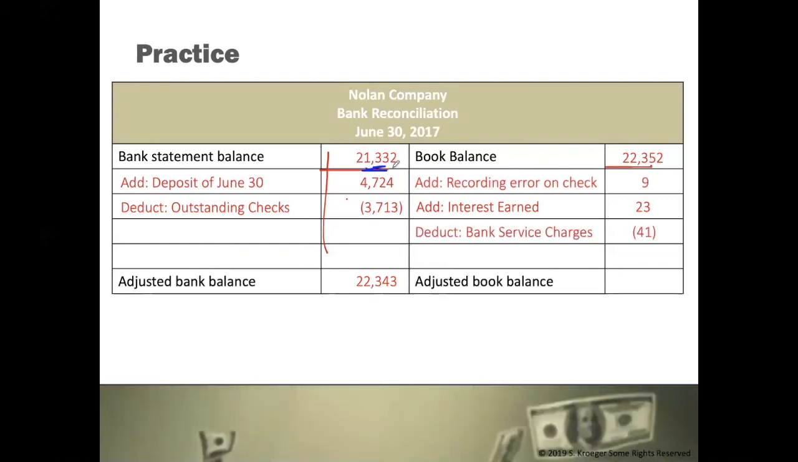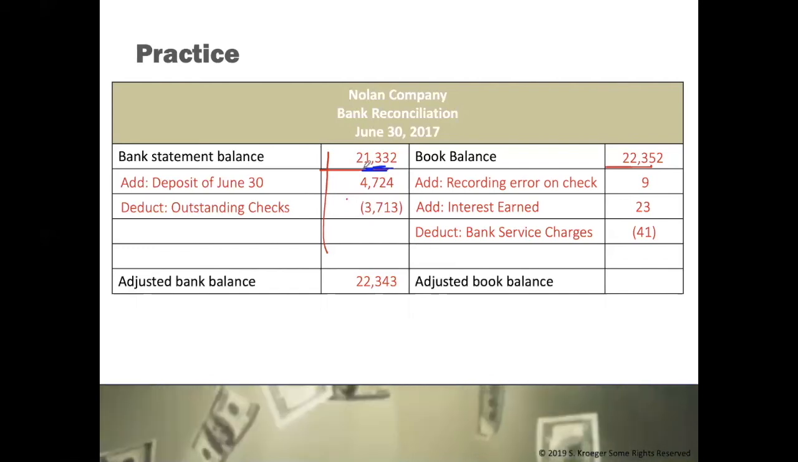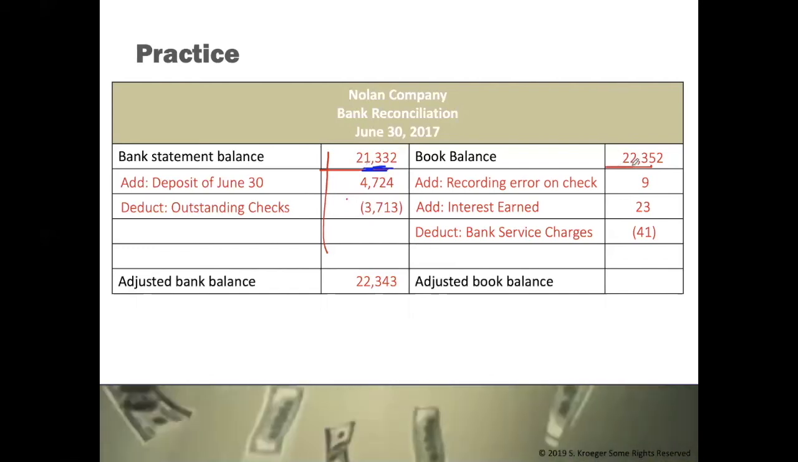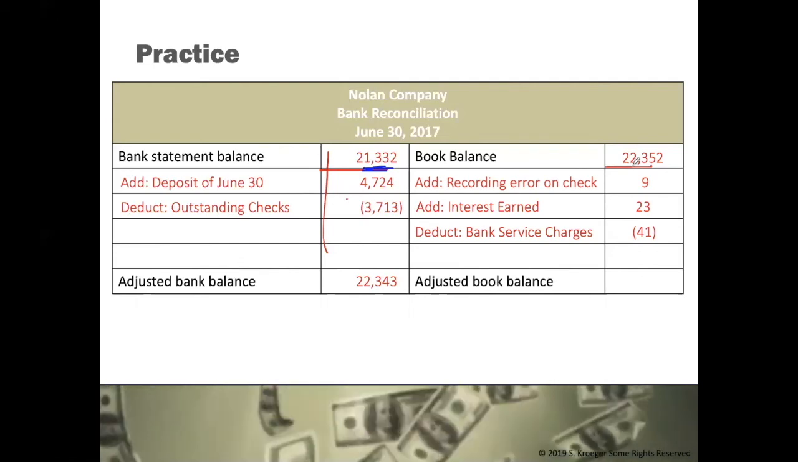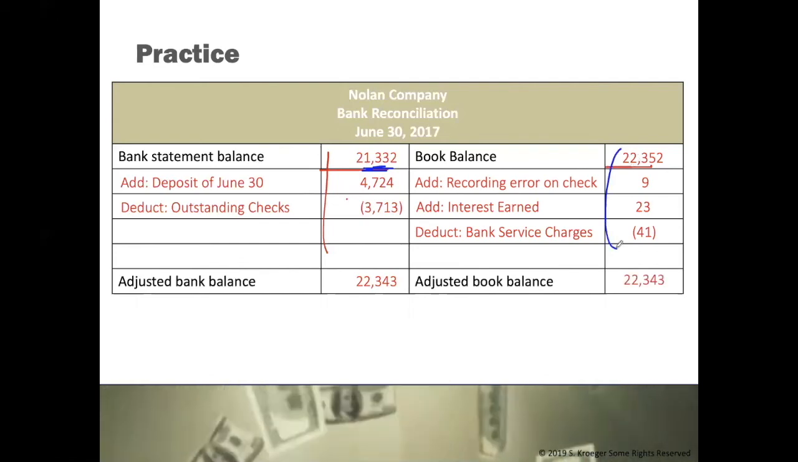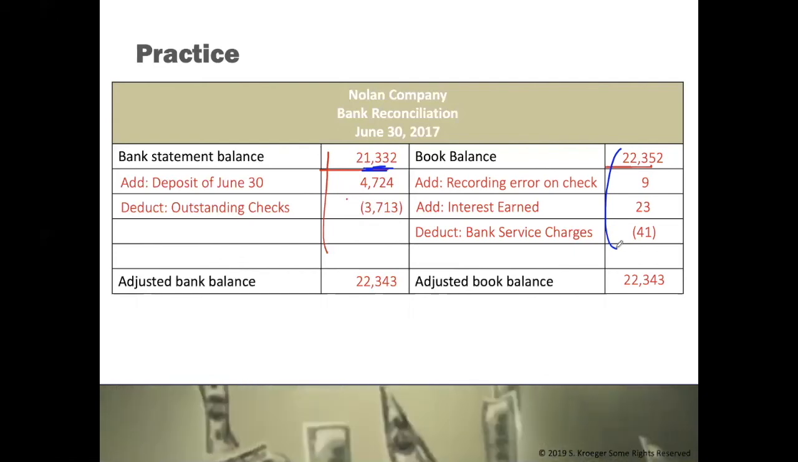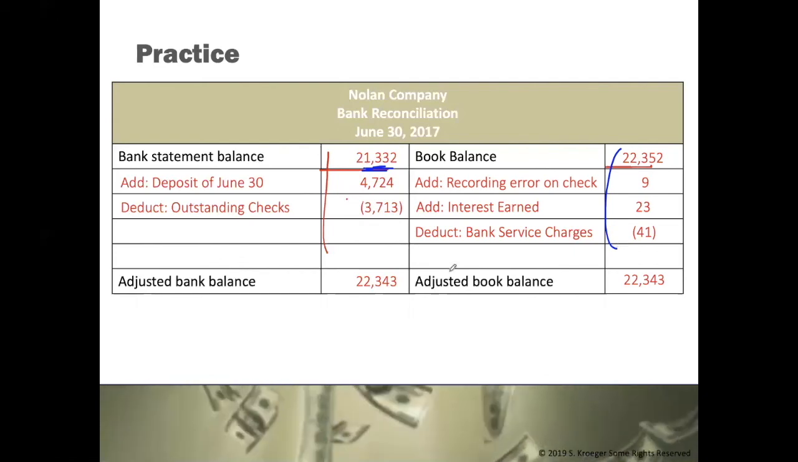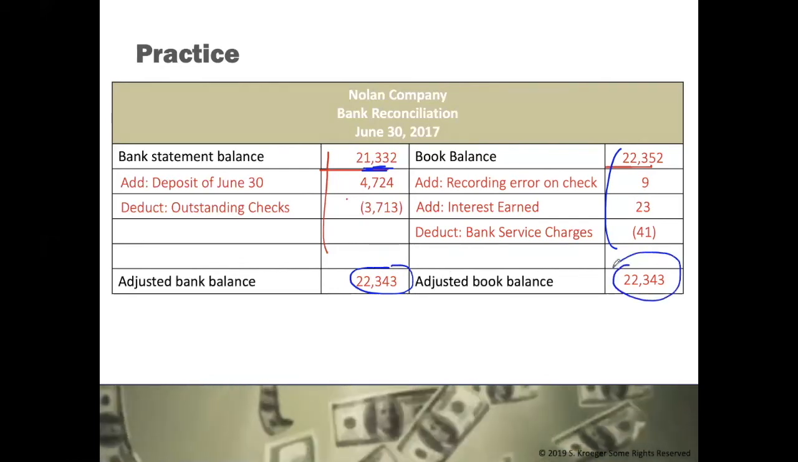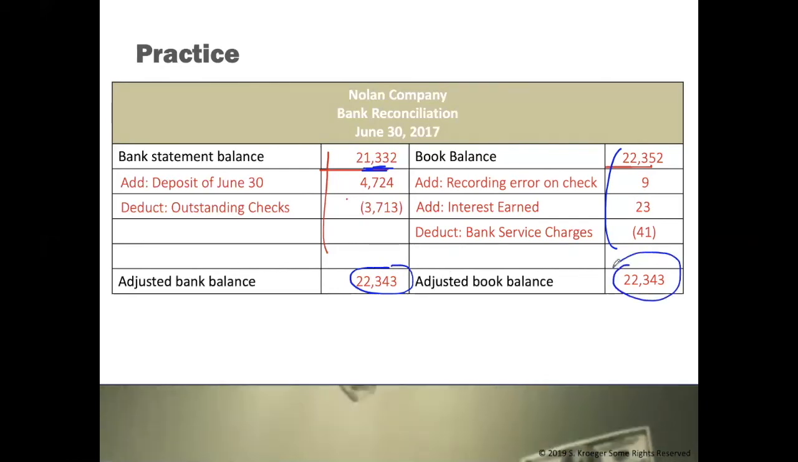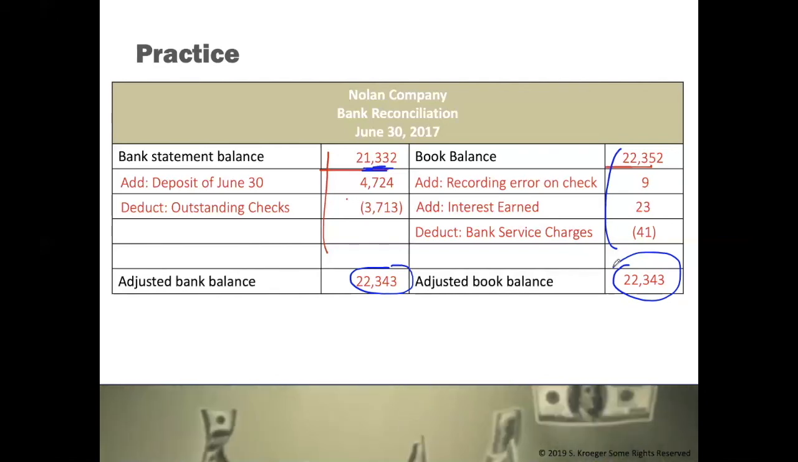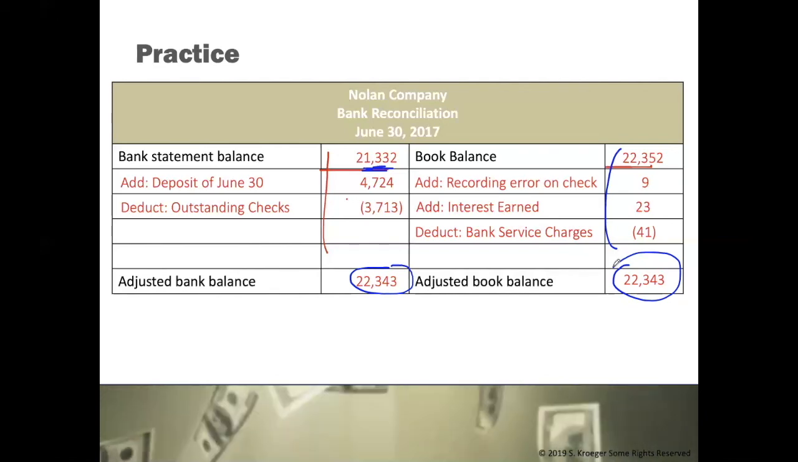Last item is to deduct the service charge. Remember, the bank already subtracted the $41 out of the account. That's already included, but we never did it on our side. We need to include it now. We're going to total all this up, and we get $22,343. We'll know if we did this correctly because they match. If you got something else that doesn't match, it's because something is not updated appropriately. Because the end result is to make a match. That's the point of doing this.